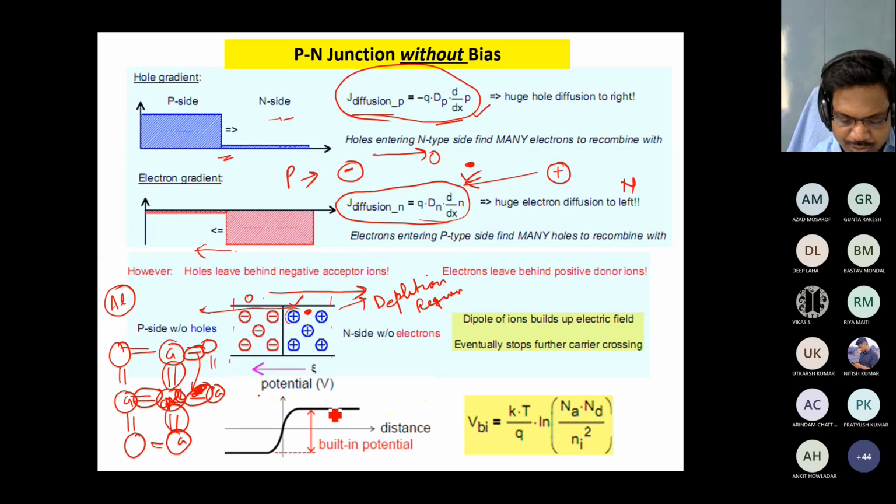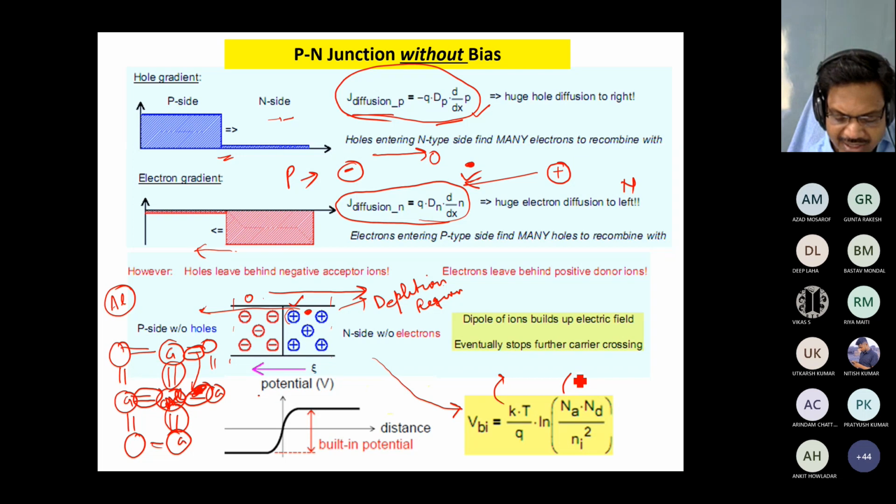This is the diagram of the built-in potential that represents the potential energy. In the N side it is positive, that is higher potential. In the P side it is negative, that is lower potential. This can be proved, but the detailed proof is not required. The built-in potential is given by VBI equal to KT by Q, where K is the Boltzmann constant, T is the absolute temperature, and Q is the electronic charge, times ln of NA by Ni square.